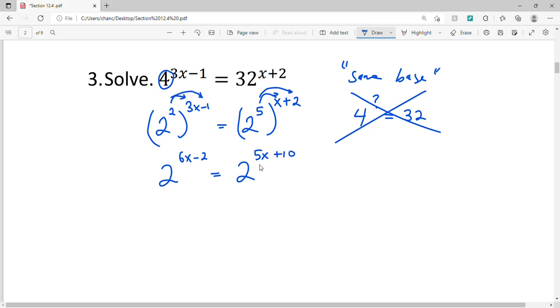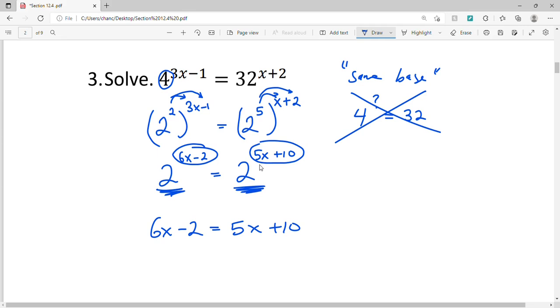Since they have the same base, and they're both equal, that implies that the exponents must be the same. 6x minus 2 has to be equal to 5x plus 10. I could subtract the 5x to both sides. And we'll also add 2 to both sides.